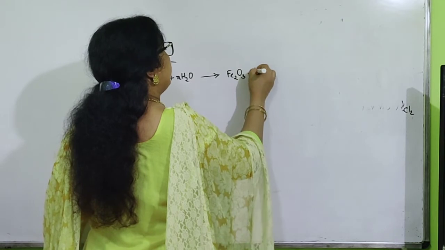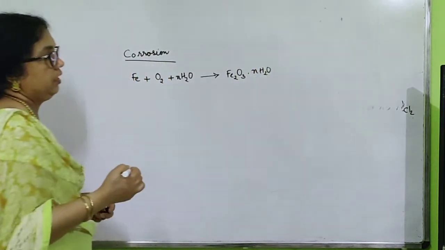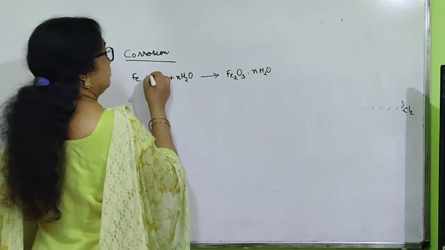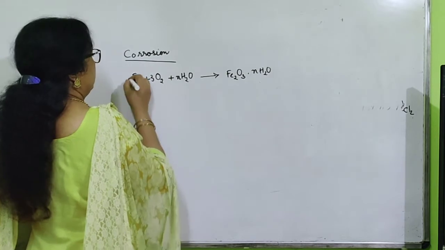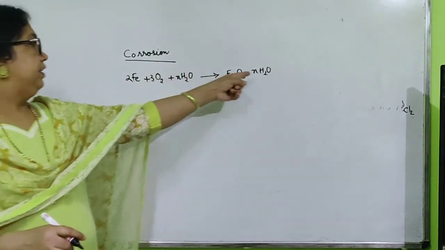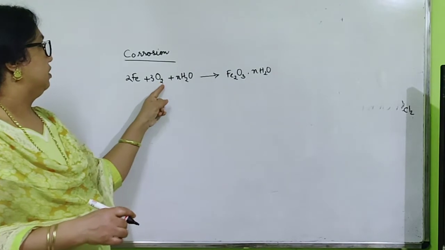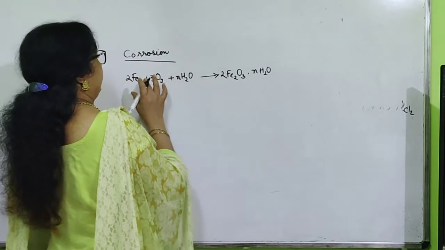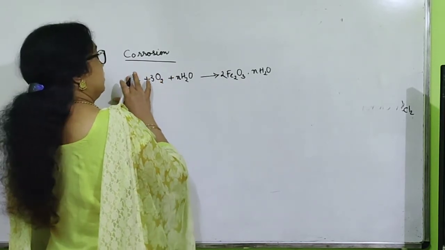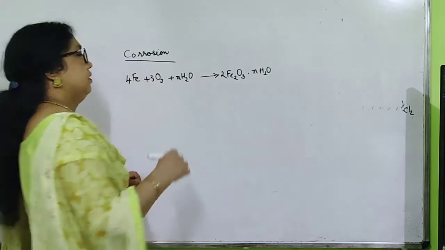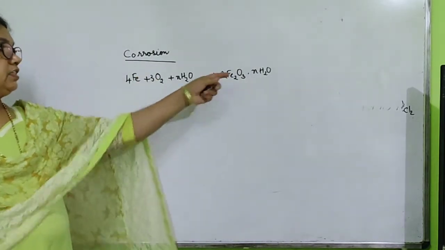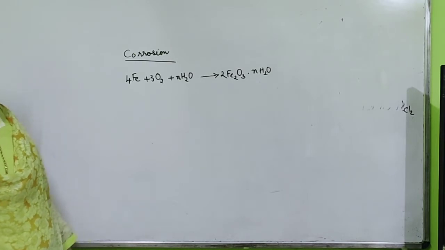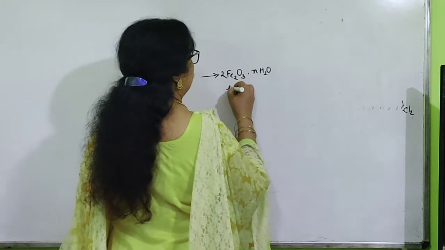It forms Fe2O3 nH2O. So 4Fe plus 3O2 plus nH2O gives 2Fe2O3 nH2O. The number of water molecules is uncountable, so nH2O is written. So this is the balanced equation. This is hydrated ferric oxide, or hydrated iron oxide.